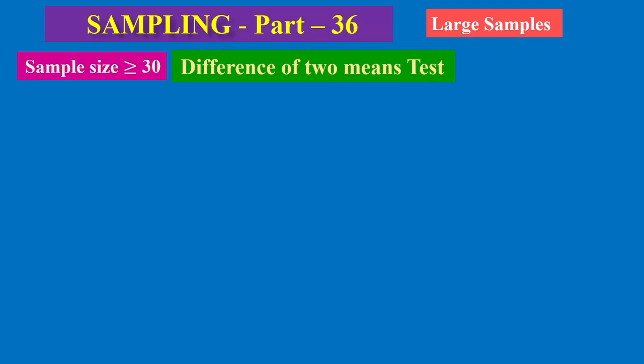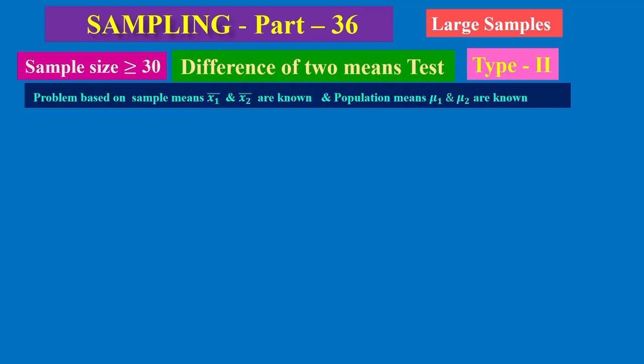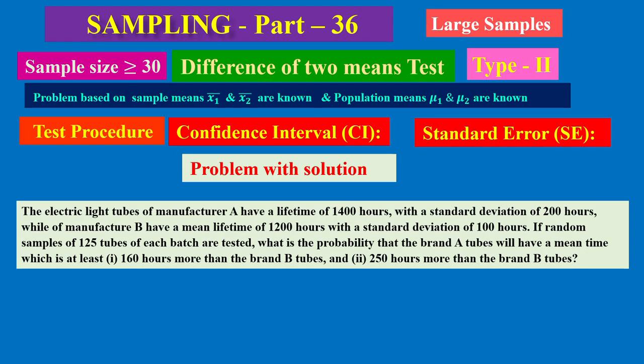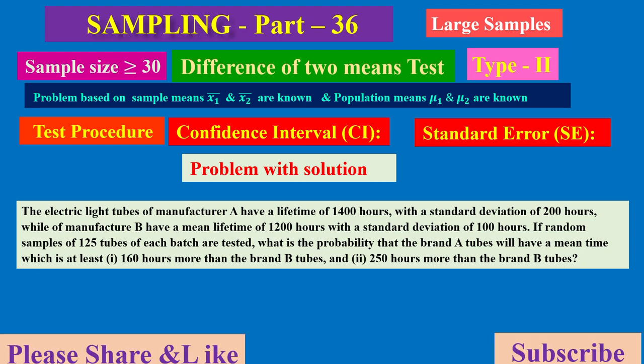We are going to see difference of two means, test type 2. Here the problem is based on the means x1 bar and x2 bar known, and the population means also known, mu1 and mu2. In the previous case only sample means are known, population mean we don't know, right? So this is the second type. We will see the test procedures and the formulas.